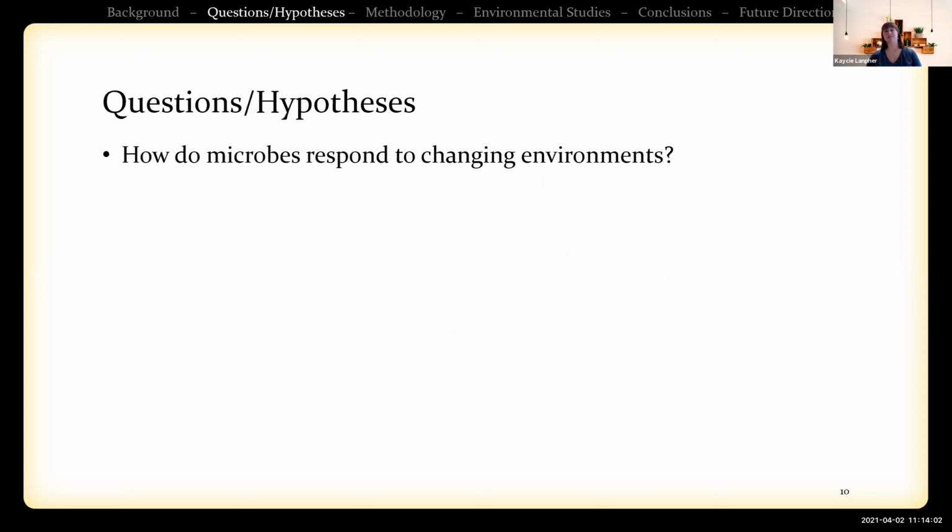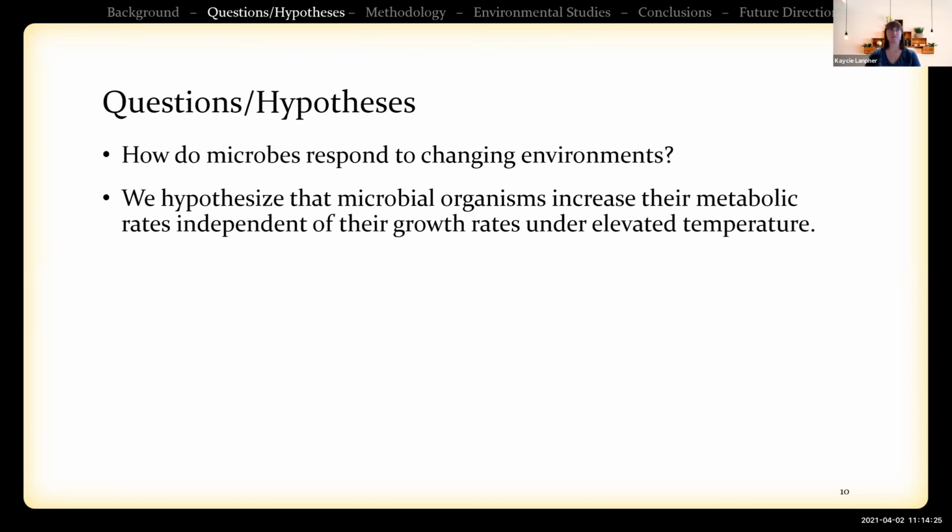Our question that we're really interested in is, broadly, how do microbes respond to changing environments? When I'm thinking of how they respond, I mean how are they changing their phosphorus uptake or their phosphorus interactions, and what does that actually mean for their metabolism. For our three main different environments, or different test conditions, I hypothesize that microbial organisms will increase their metabolic rates independent of growth rates under elevated temperature.